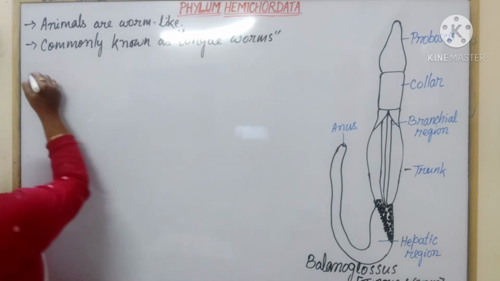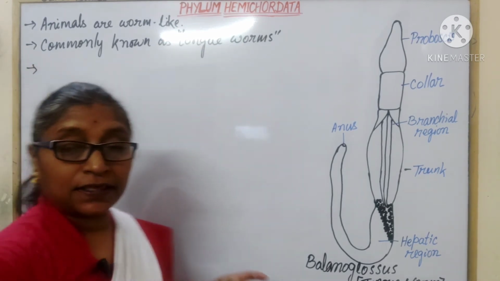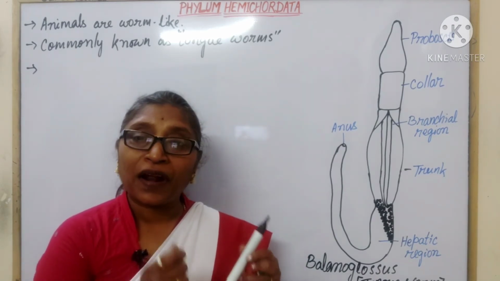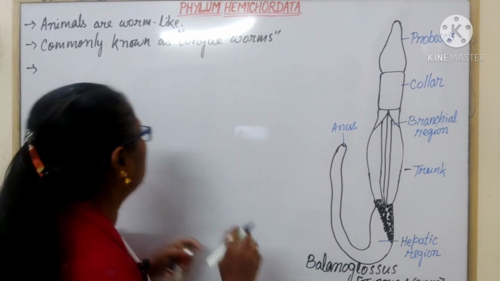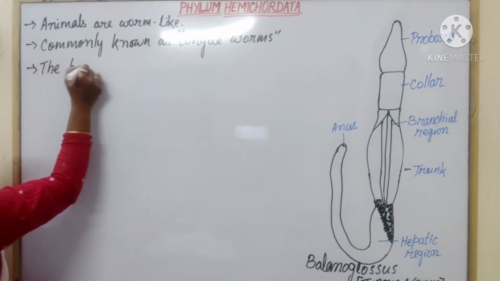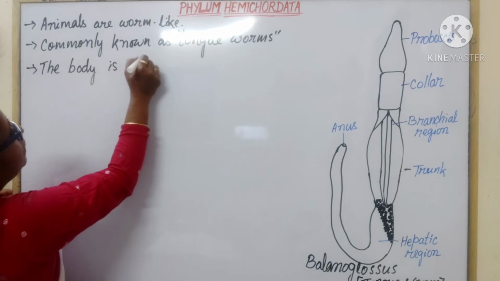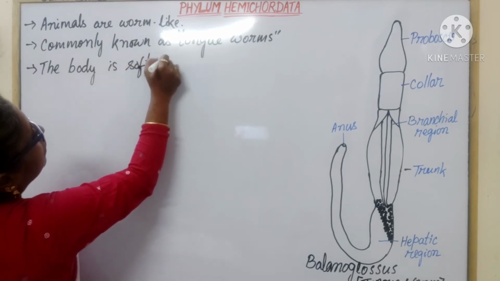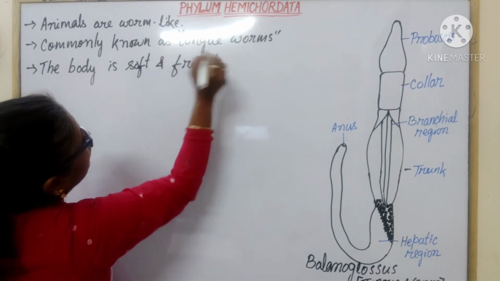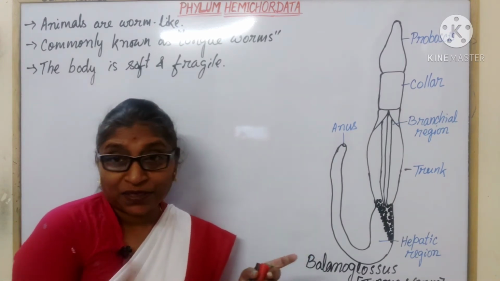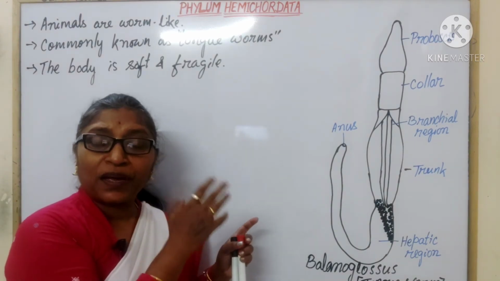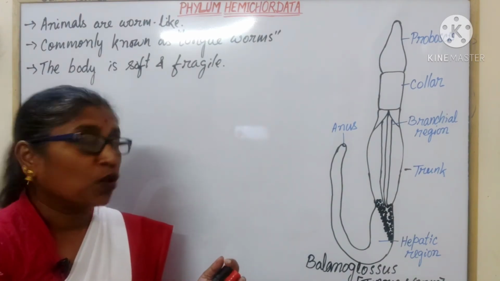The body is soft and fragile. As the worms are soft and fragile, fragile means easily breakable, easily broken, as glass items can be broken easily. Similarly, the body of the hemichordates is easily broken.